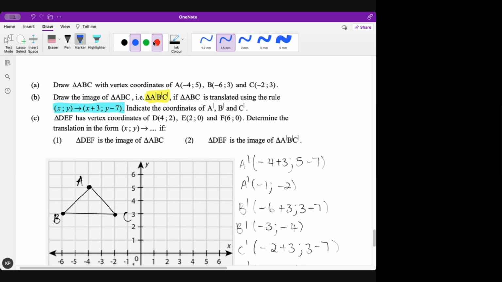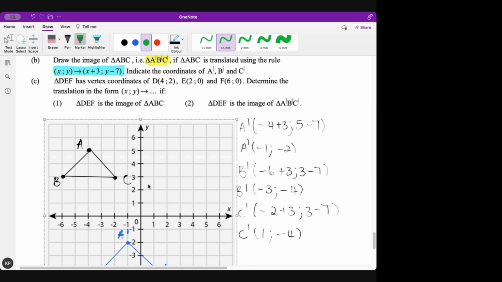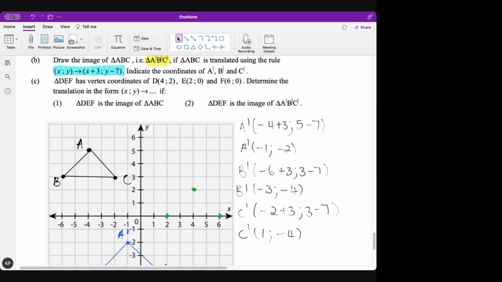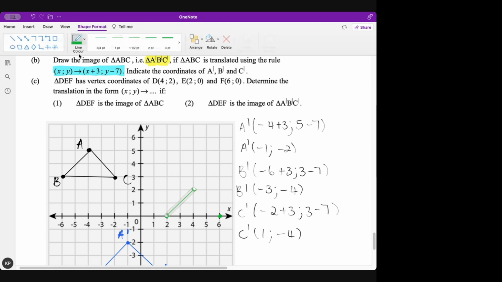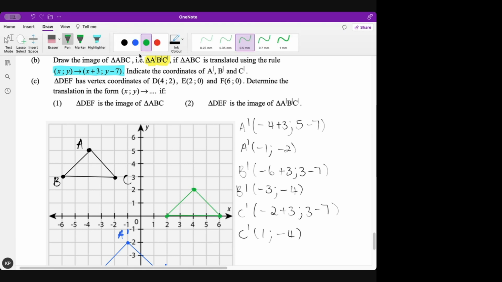DEF, this time they're telling us what the corners are, has the following vertices: 4, 2, 2, 0, and 6, 0. It looks like the same triangle to me, just at a different place: there, and there, and there. But this time they're calling it DEF for some reason.